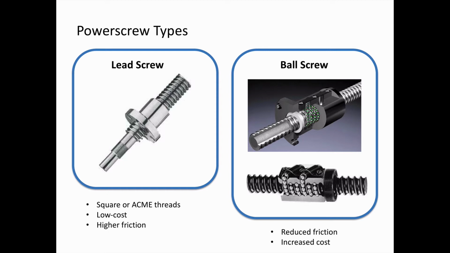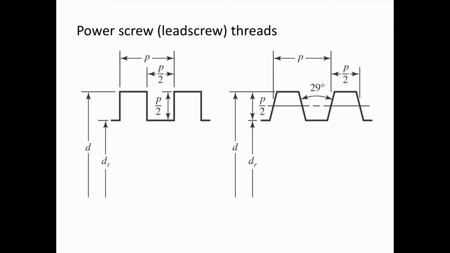We have balls that roll through grooves on the screw, and this rolling action instead of sliding reduces friction. There are passages that allow the balls to leave the screw and then go back, hence the term recirculating ball screw. This is more efficient, the friction is reduced, but these are more expensive.